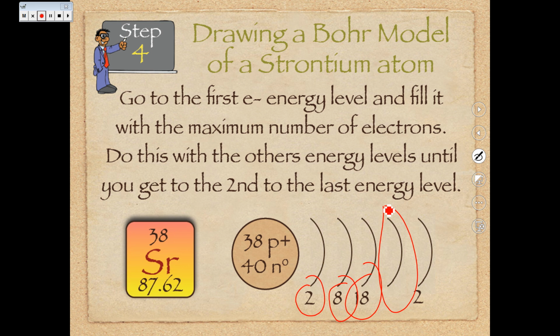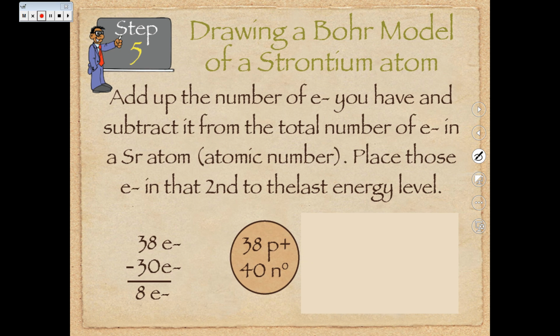The reason you have to pause on that energy level is that it's not necessarily going to be filled to its maximum. The maximum that the fourth shell can hold is 32, but you are not going to have all 32 electrons there, because then that would exceed the number of electrons that strontium has, which is 38. So you have to do a little calculation.